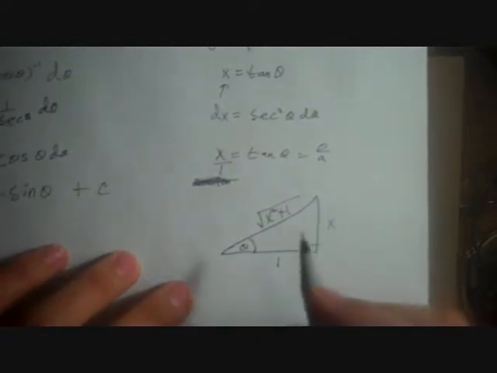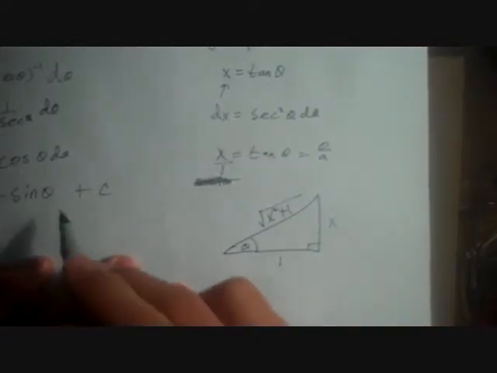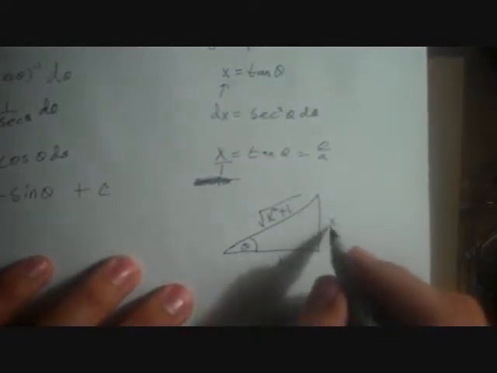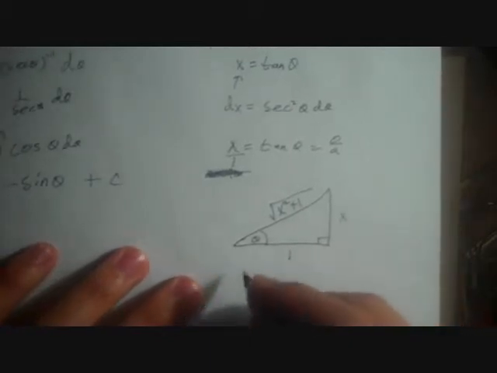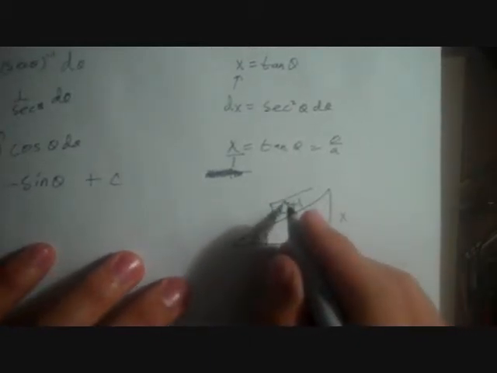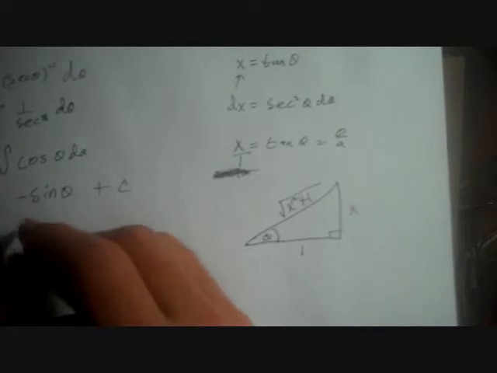Hey, that kind of looks like the original expression. Interesting, not a coincidence. So our tangent of theta is opposite over adjacent, which is x. Our sine is opposite over hypotenuse, so it would be x over the square root of x squared plus 1, plus C. So that is our answer.